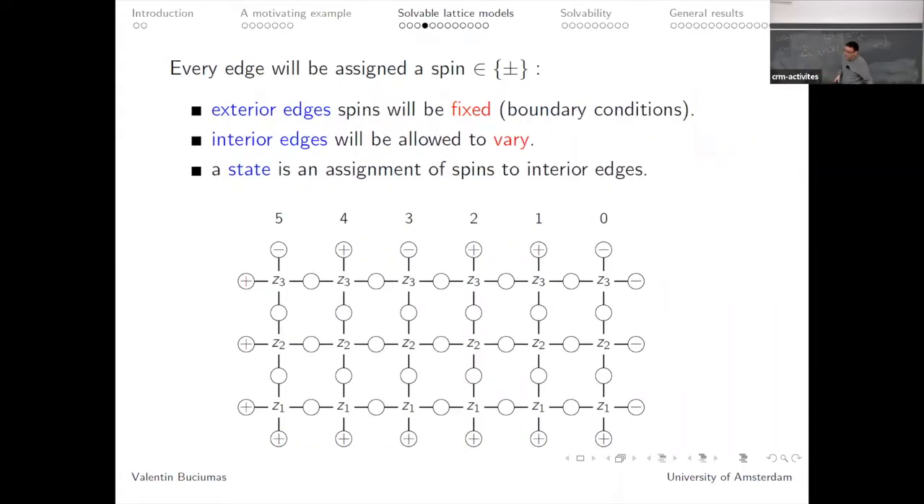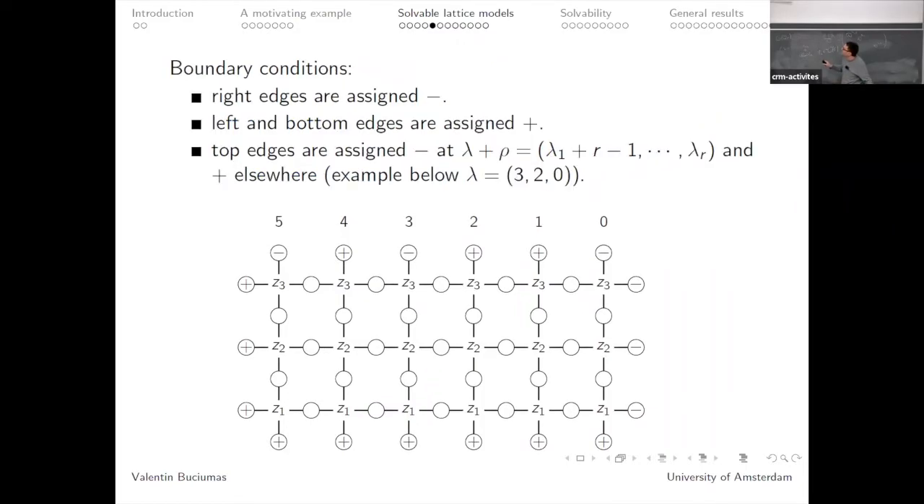So to understand what a state is, anyway, maybe I'll get back to this later. So first, let's talk about the boundary conditions. The boundary conditions will be as follows. The left and bottom boundary will be filled with spins plus. The right boundary will be filled with spins minus. The top boundary will have both plus and minus. There will be minus spins at columns that appear in the expansion of lambda plus rho. And there will be pluses everywhere else. So in this particular example, lambda is 3, 2, 0. Lambda plus rho is 5, 3, 2. So I have a minus on column 5, 3, and 0.